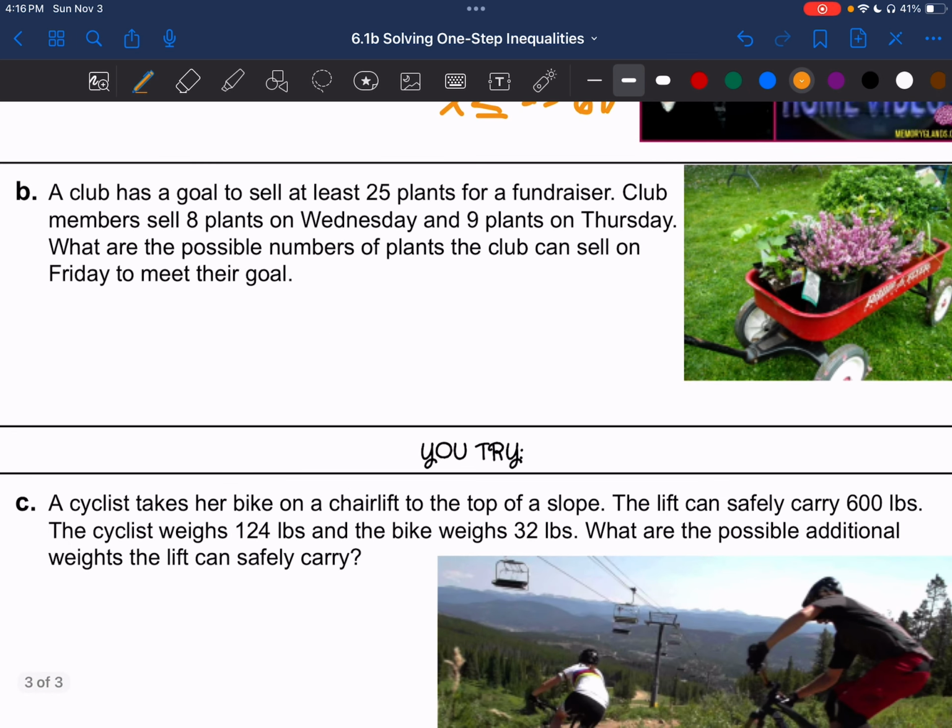All right, letter B. A club has a goal to sell at least 25 plants for a fundraiser. The club members sold 8 plants on Wednesday. They sold 9 plants on Thursday, and they want to know what are the possible numbers of plants that they need to sell on Friday to meet their goal. So we're going to define our variable. X equals plants Friday.